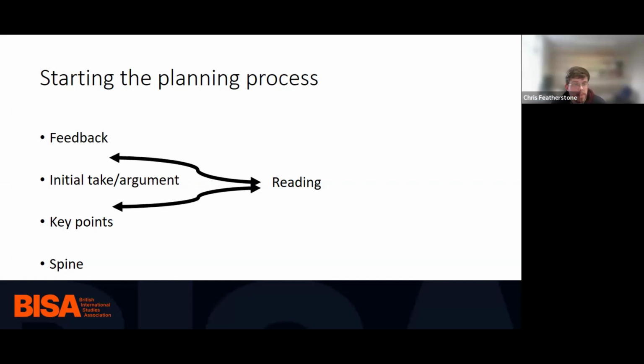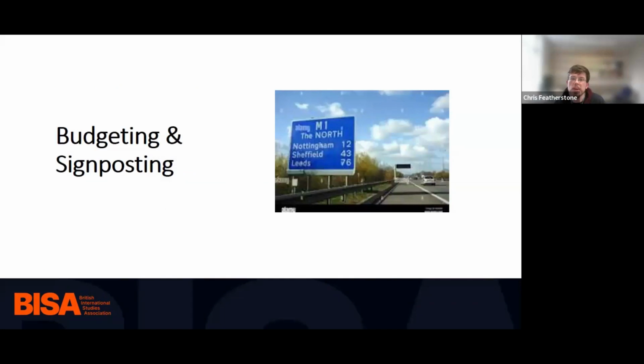Simon, next slide, please. Yes, here we go. So as you can see, got a slightly grainy picture, apologies, of the M1. Okay, so we're looking at signposts here, and this is a key part of the planning process. Okay, thinking about your budgeting and your signposting.